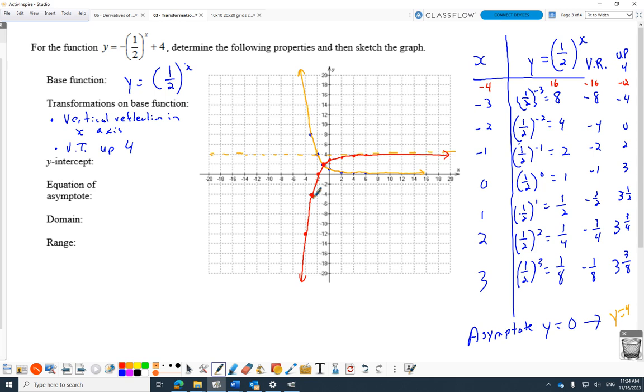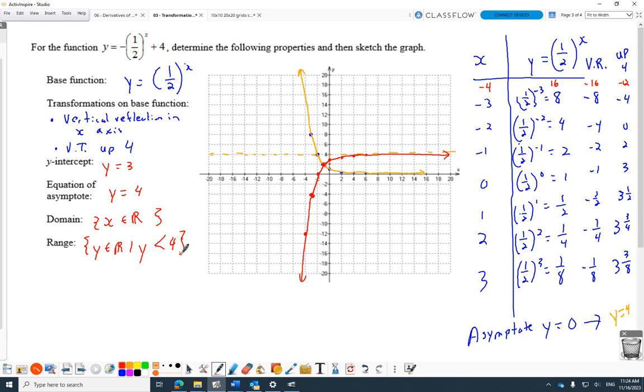Y-intercept, some people ask me that. They go, Mr. Todd, what's the y-intercept? Well, I'm graph first. You can get it right off there. Y equals 3. Equation of asymptote, y equals 4. Domain, x element of reals. And now the one I want to really pay attention to, range: y element of reals such that y is less than 4. Hard to predict that until after you've graphed it. Not that you couldn't do it, but wow, that would be quite a prediction to know that it was going to be y less than 4 before it even started.